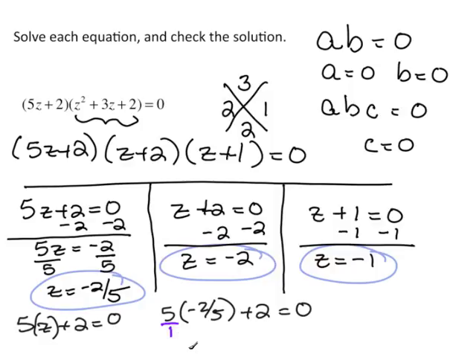When we multiply this out, remember any number can be written as a fraction if we put it over 1. So I'm going to put this 5 over 1, and then we can use cross canceling. This 5 is going to cancel with this 5, and then we end up with negative 2 plus 2 is equal to 0. And that's true. Negative 2 plus 2 is equal to 0. So if this factor, when we plug in the negative 2/5, is equal to 0, then my whole answer is going to be equal to 0, because anything times 0 is equal to 0. And then you can do the same thing with z is equal to negative 2 and z is equal to negative 1.